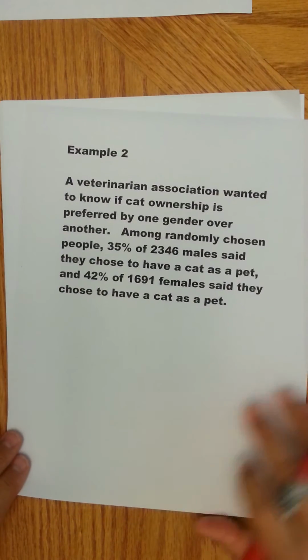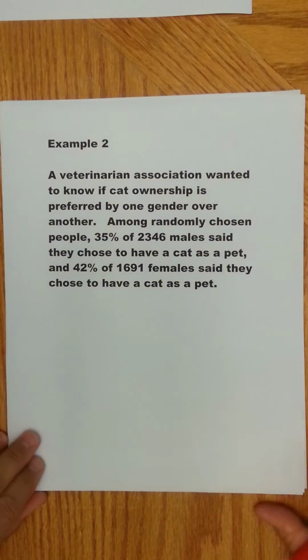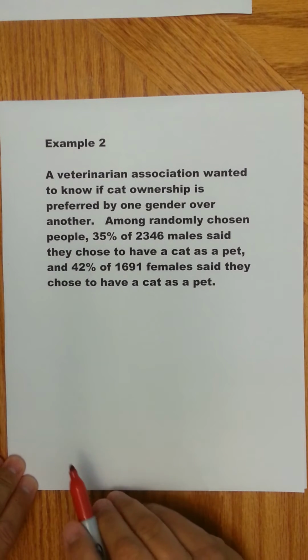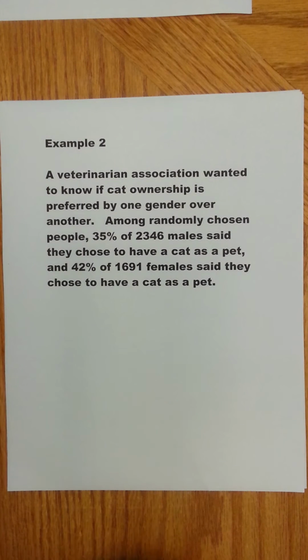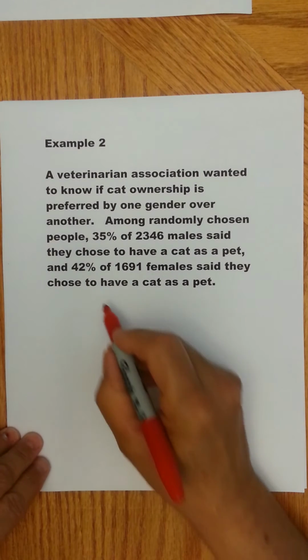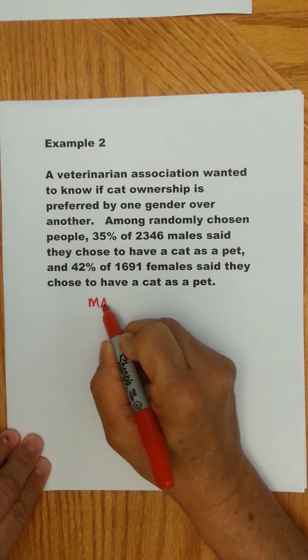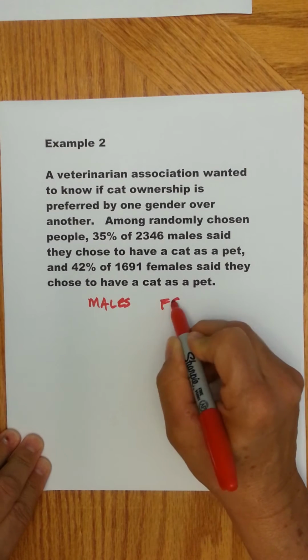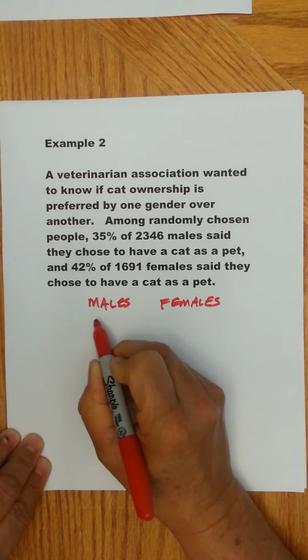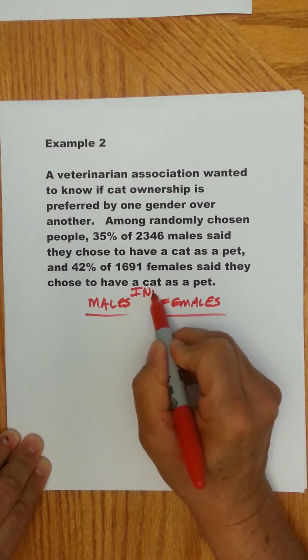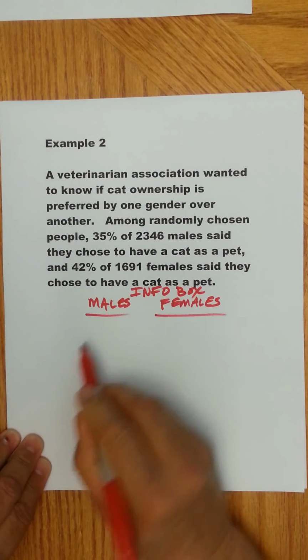And here you may want to pause the video and go through the example and see what you get. So a veterinarian association wanted to know if cat ownership is preferred by one gender over another. Among randomly chosen people, 35% of the 2,346 males said they chose to have a cat as a pet, and 42% of the 1,691 females said they chose to have a cat as a pet. So what we have is males and females. Those are our two categories for our info box. And those are the two populations.